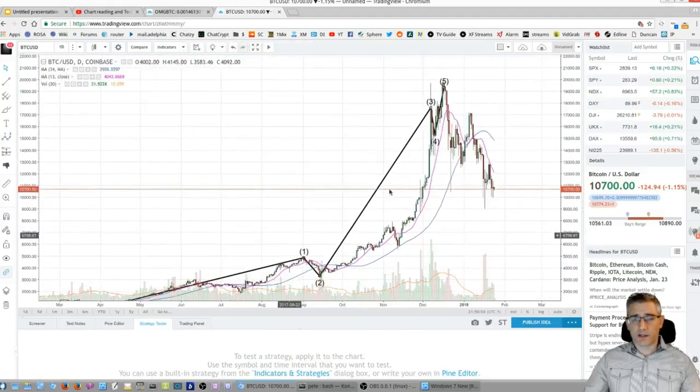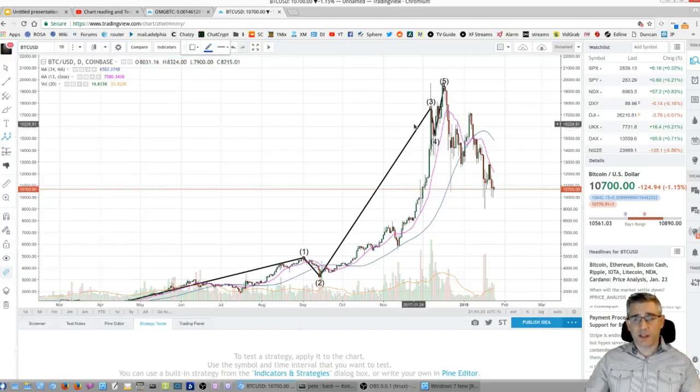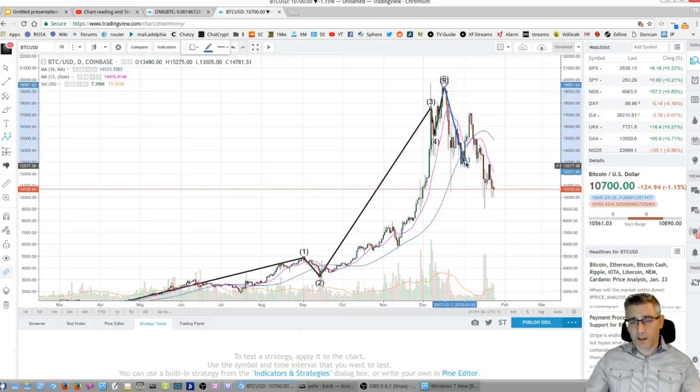Okay, so that's the impulse wave, and then we're going to follow that up with the corrective wave. So now I'm going to select the Elliott correction wave. Make sure you grab the right one. I always make this mistake. Grab the one that says ABC. So we're going to start at the top. A, B, C.